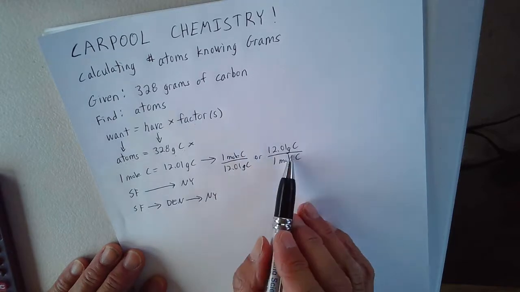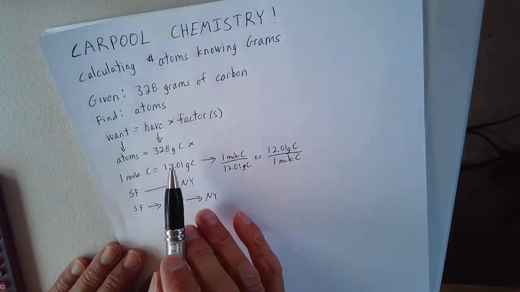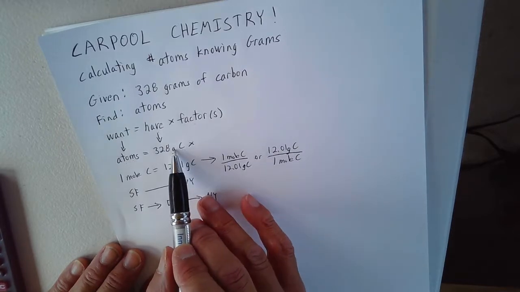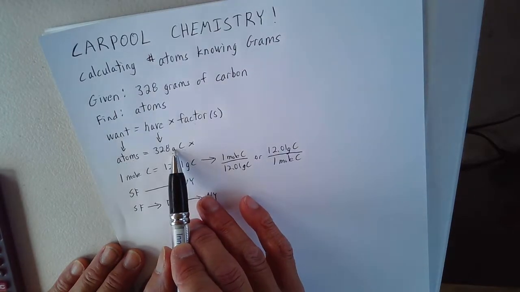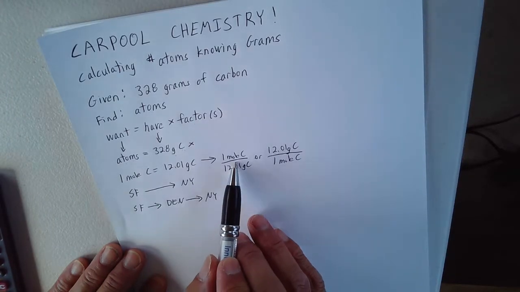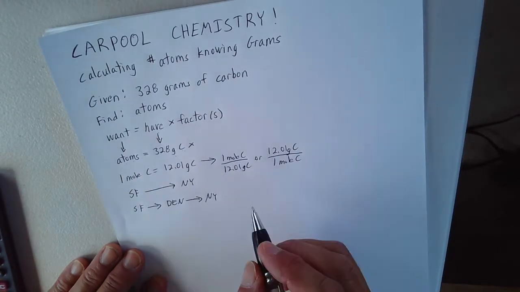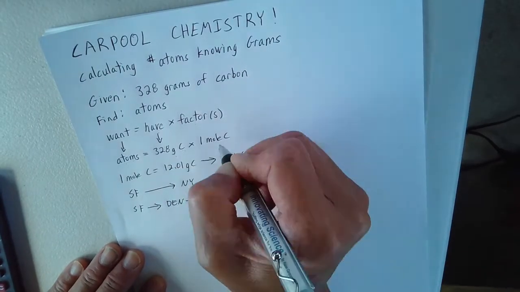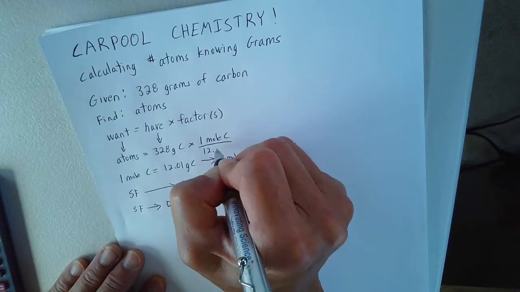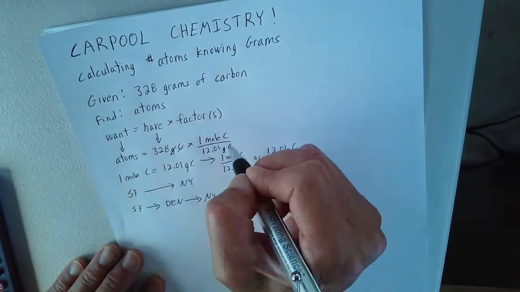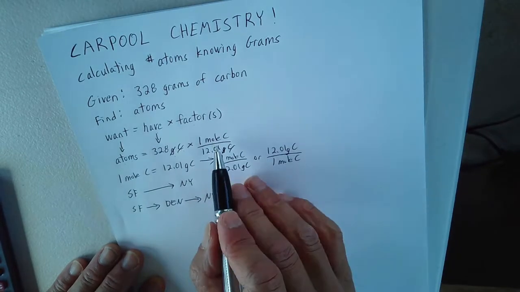And which of these two factors do we multiply by in order to convert from grams to moles for carbon? Well, we want to get rid of the grams in the numerator, so we need grams in the denominator in our factor. That's this first one right over here. So we multiply it by the first one, 1 mole of carbon for every 12.01 grams of carbon. Notice how the grams of carbon cancel out, leaving us with moles.